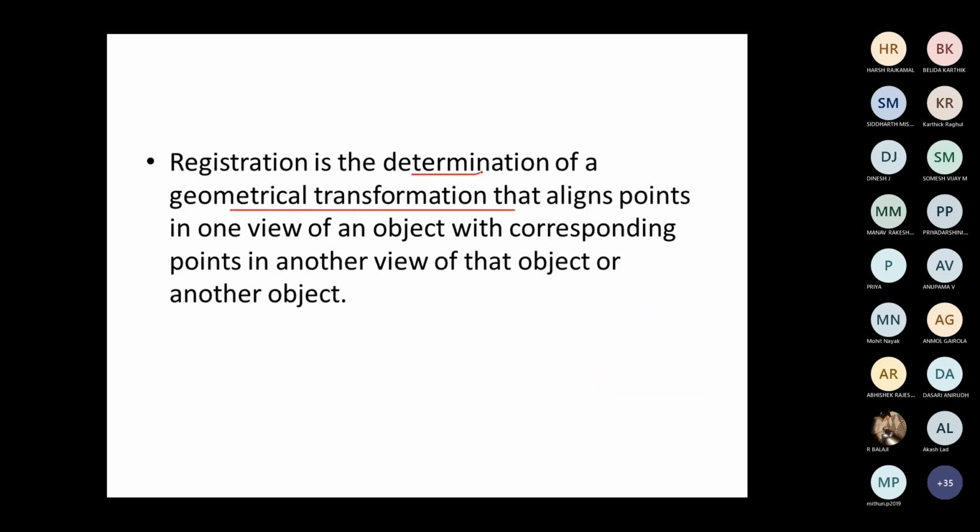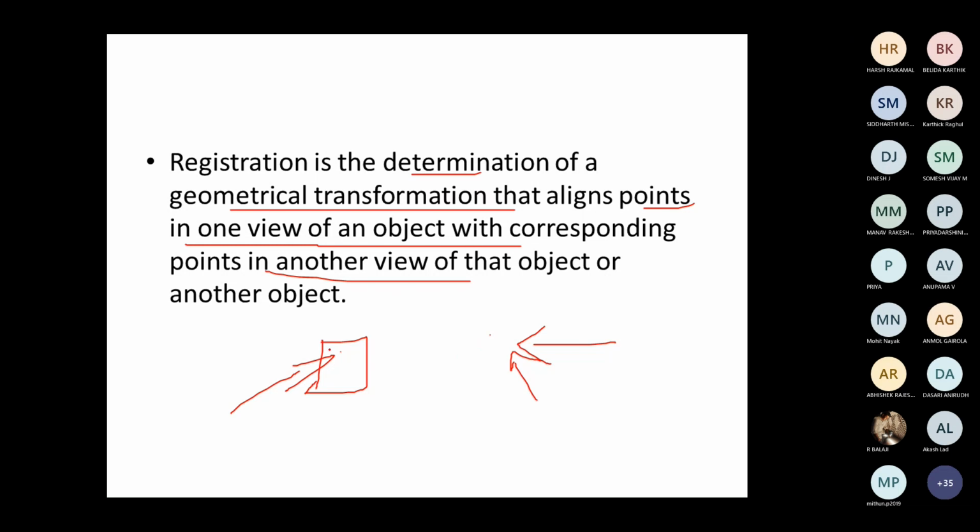So you have to see it clearly. It is determining a geometrical transformation that aligns points in one view of an object with corresponding points in another view of that object or another object. So here one object is there. We are able to see it in only one view, but there can be multiple views in order to see that particular object. So we have to map from this point to this point. So the alignment has to be there.